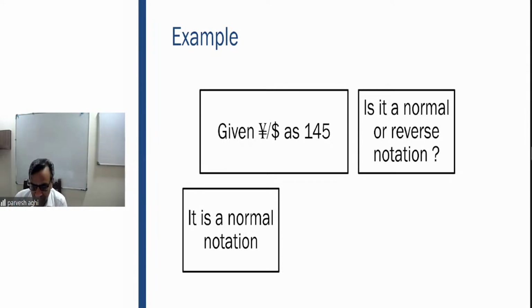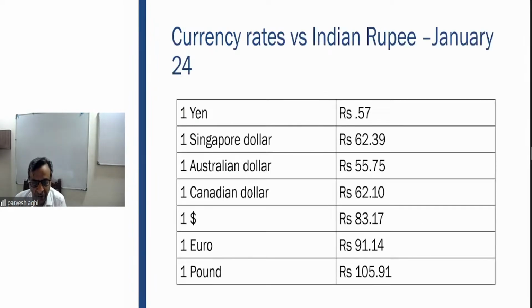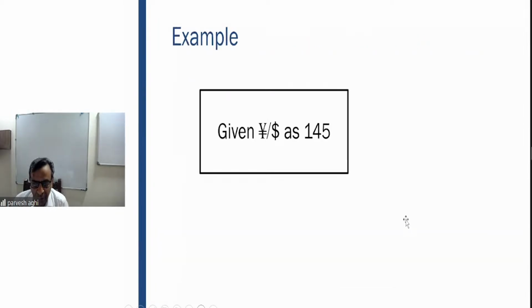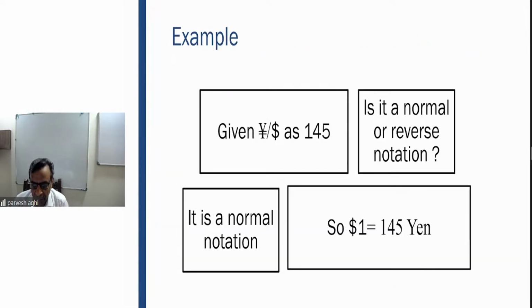Because if you look here, the yen is just 57 paisa and the dollar is 83. So just going by this knowledge, we know that for $1 you will get more yen. Okay, fine. So this is $1 is equal to so many yen. This is absolutely the right way.